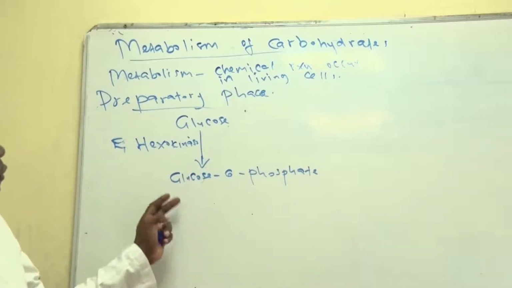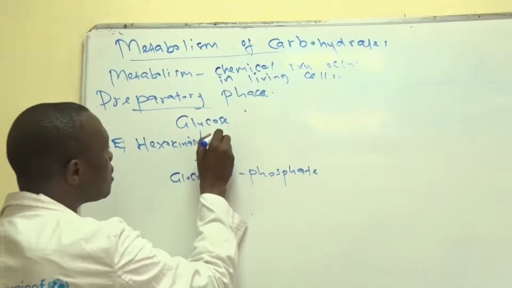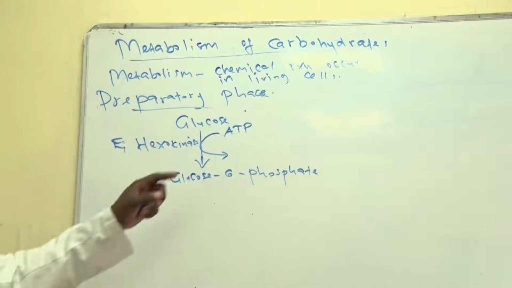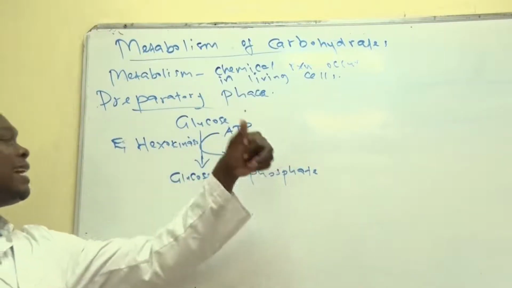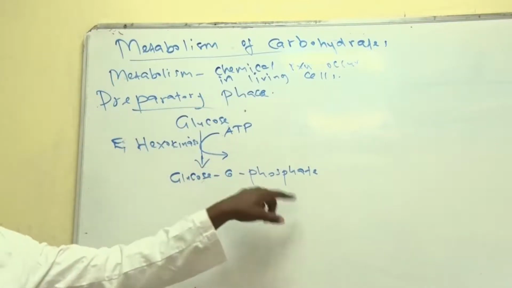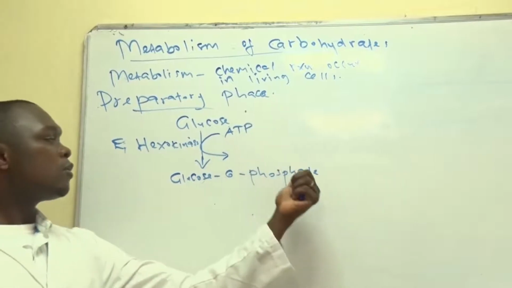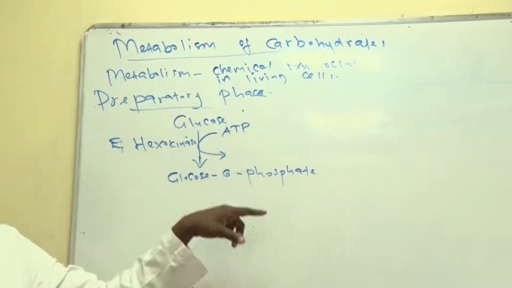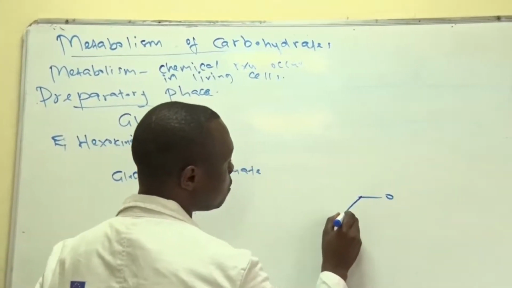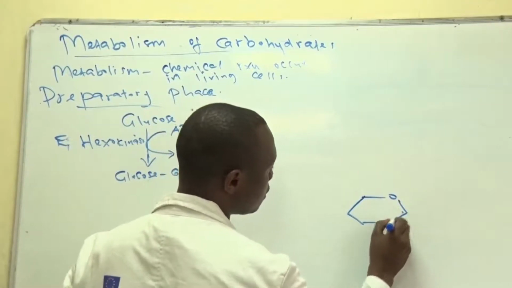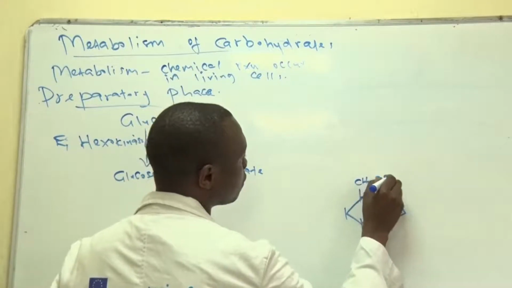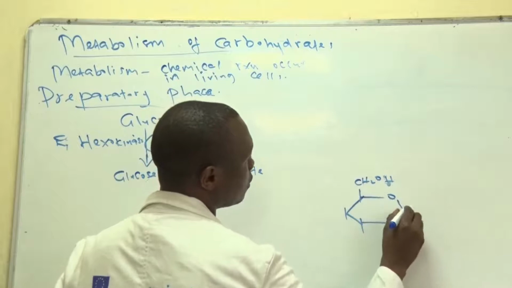Because there is phosphorylation, we are going to add ATP, that is adenosine triphosphate. So it is like we are adding a phosphate group to this glucose molecule to form glucose 6-phosphate. Glucose 6-phosphate means that the phosphate group is added to carbon number 6 of the glucose molecule. Let me show you here so you can understand what we are talking about. This is the glucose molecule.